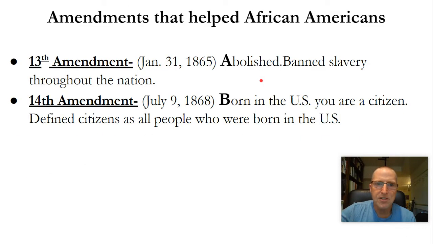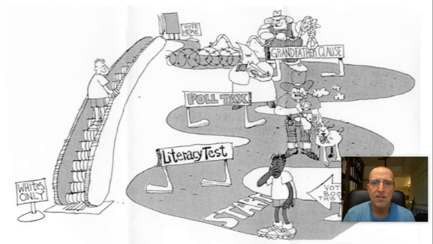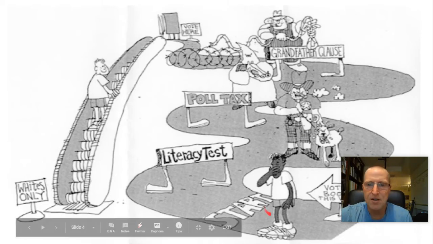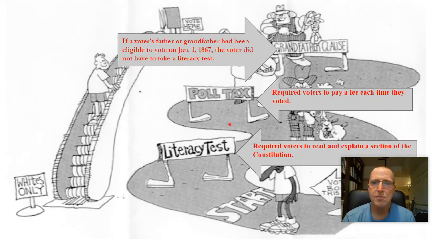Here, with the amendments, you have the rules. You have to follow these rules. Now, with this, these are put in place to kind of get around it. Okay, well, we're following the rules. This African American here can vote so long as he passes a literacy test. Another thing that they put in place was the poll tax. This is going to require voters to pay a fee each time they voted.